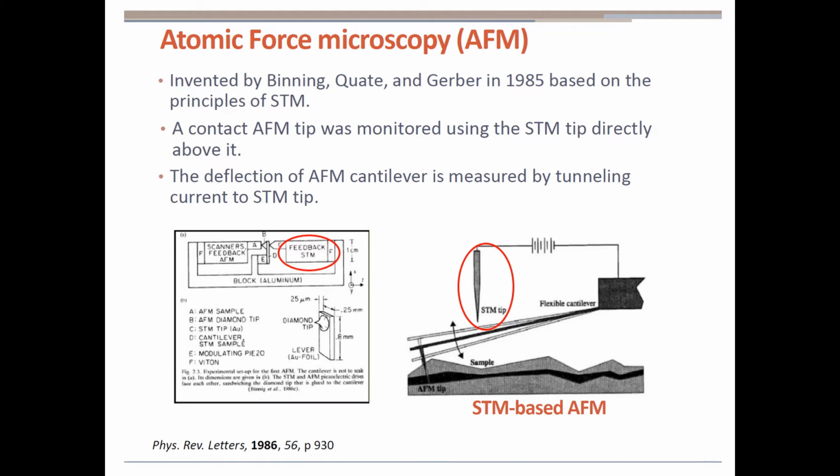The first atomic force microscope was invented in 1985 based on the principle of the scanning tunneling microscope, STM. If you're not familiar with STM, you can watch this video. For this STM-based atomic force microscope, it has an AFM tip, which directly touches the sample surface. When the tip is dragged across the surface, the AFM cantilever oscillates up and down. This deflection of the cantilever can be monitored by the tunneling current to the STM tip.